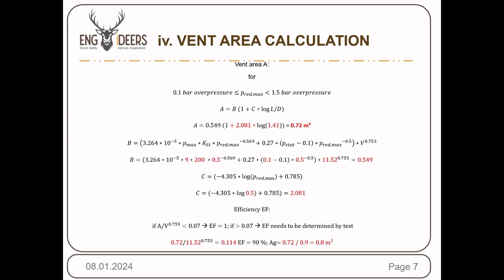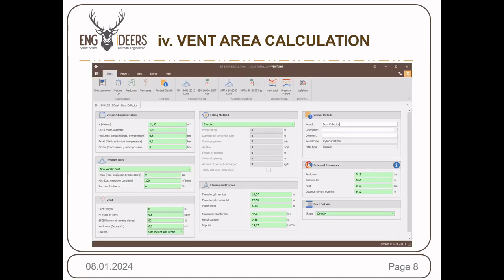This means that the corrected geometric area wouldn't be 0.72 square meter anymore, it would be 0.8 square meter to account for the loss of 10% efficiency in this case. And this is how it looks in the calculation mask.